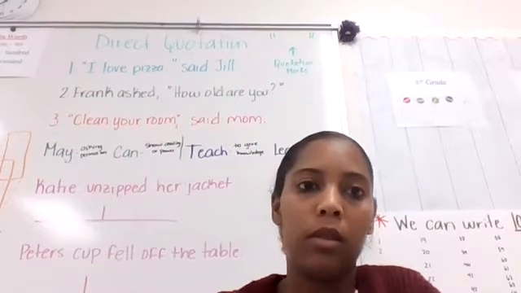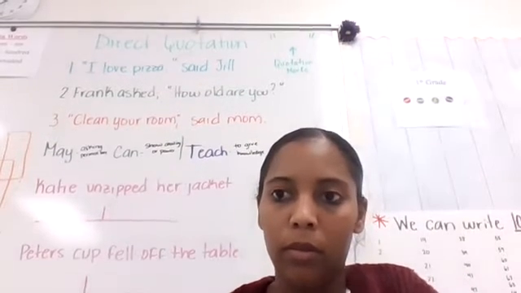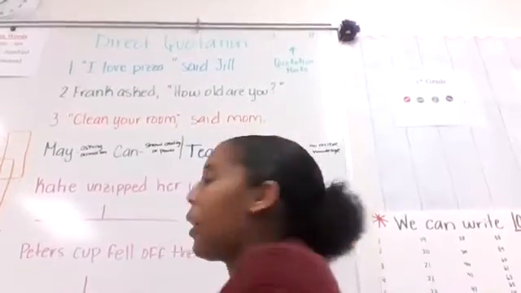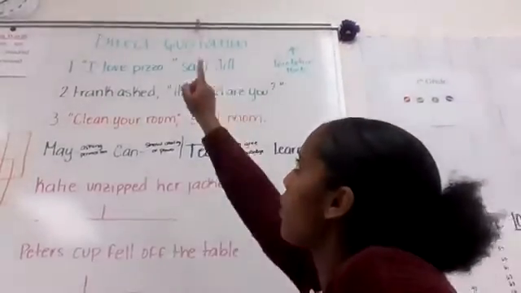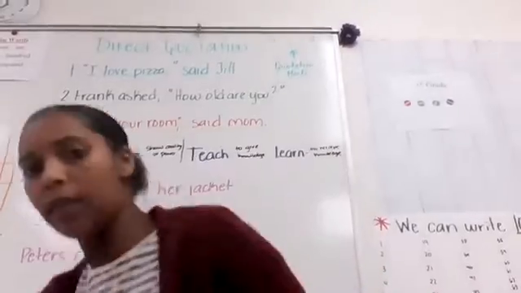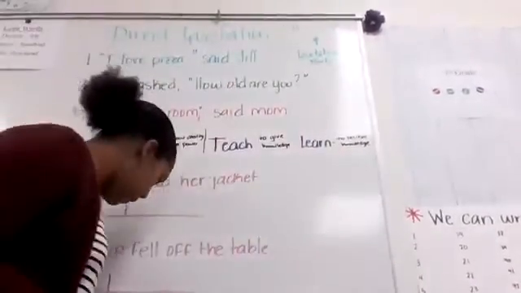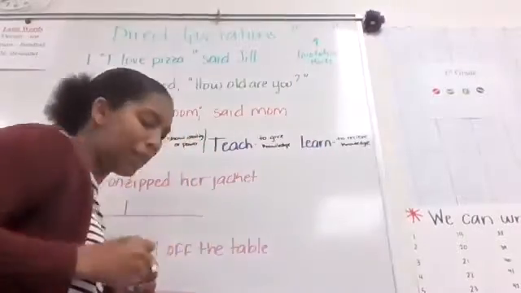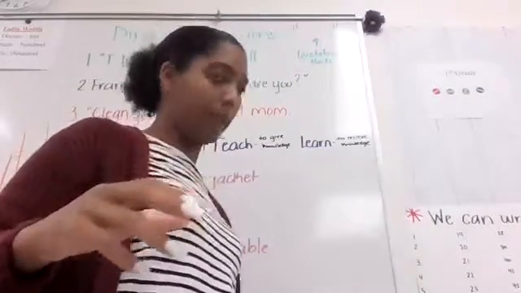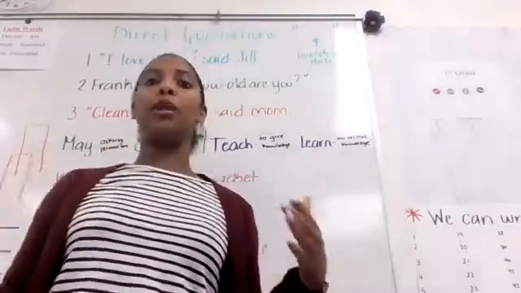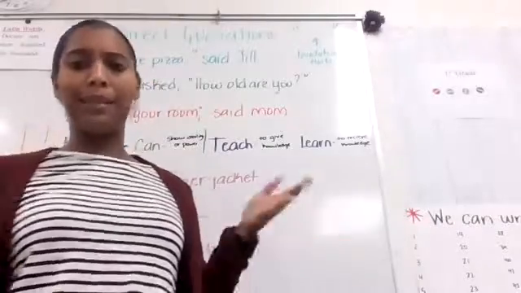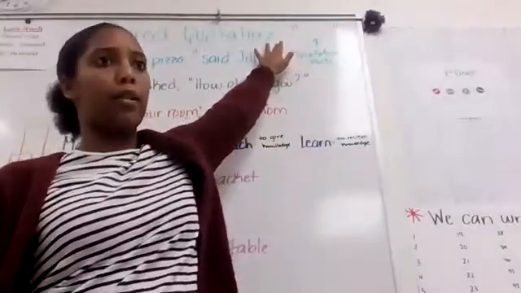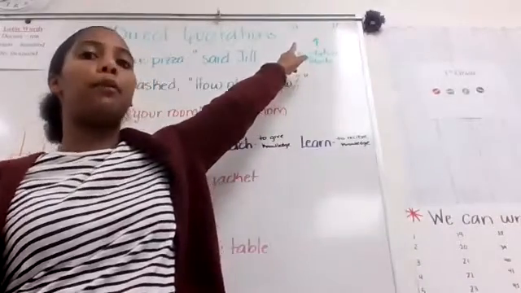What are we on? Writing. Okay, so we're going to start learning what's called direct quotations. That's what this is up here. I'm sure you've seen direct quotations before. We usually see it when we're reading. When you're reading a story, it might say Tom said, and then you'll see what's called quotation marks. Have y'all seen those before? You've seen them in reading before.